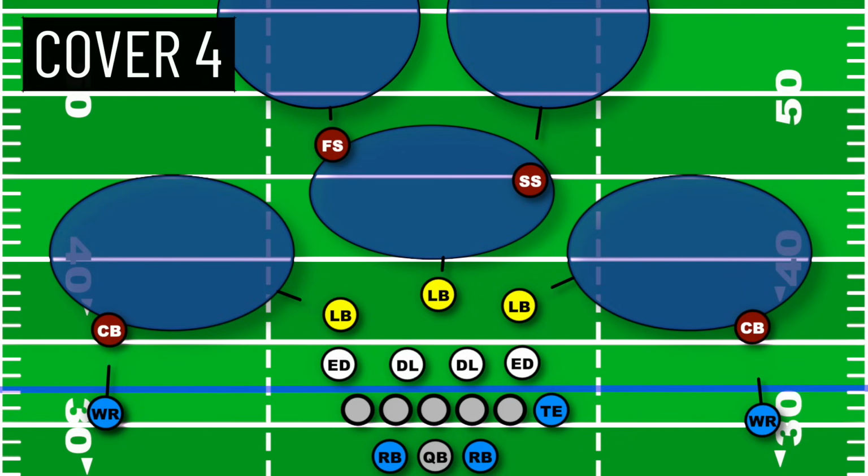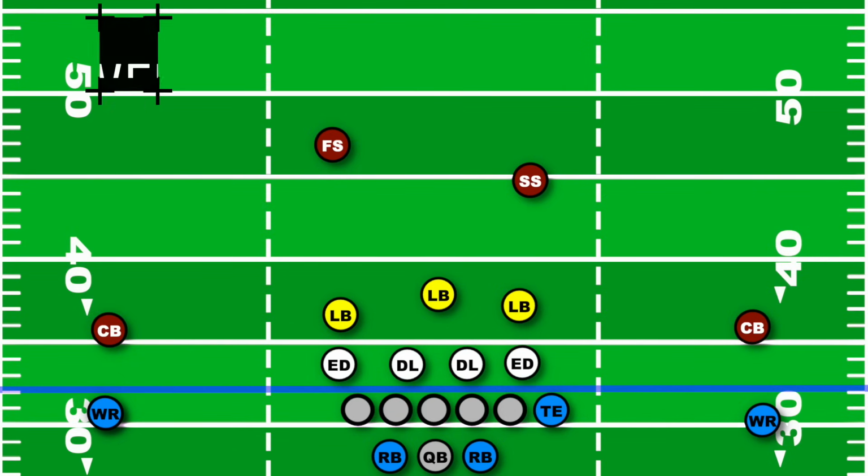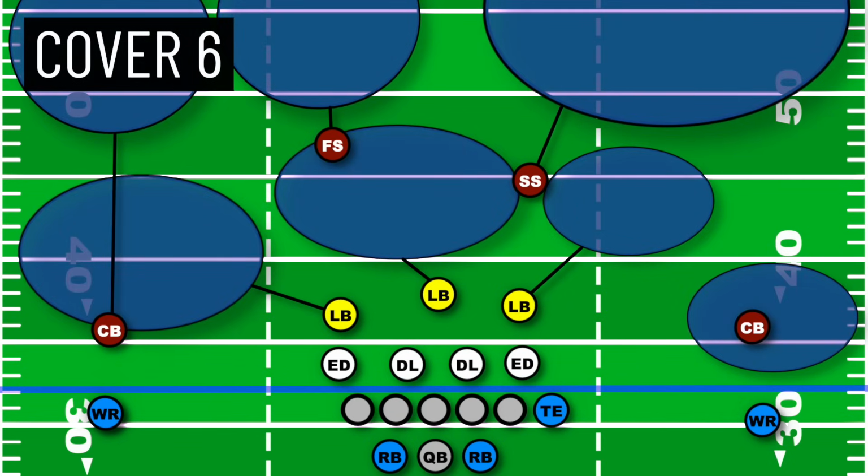The final coverage we'll discuss is cover 6, which is cover 2 on one side and cover 4 on the other. This is also called quarter half, and it's a good solution if you want to run a two high defense, but the opposing offense is using a lot of unbalanced formations.